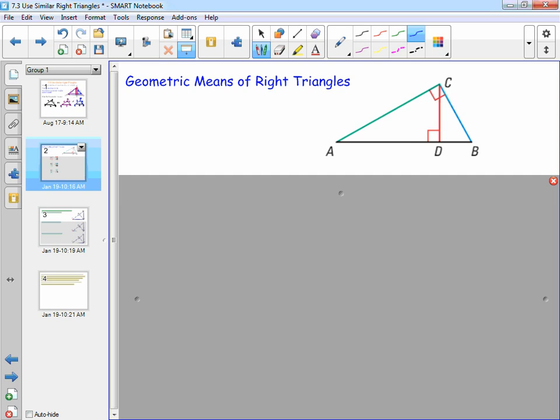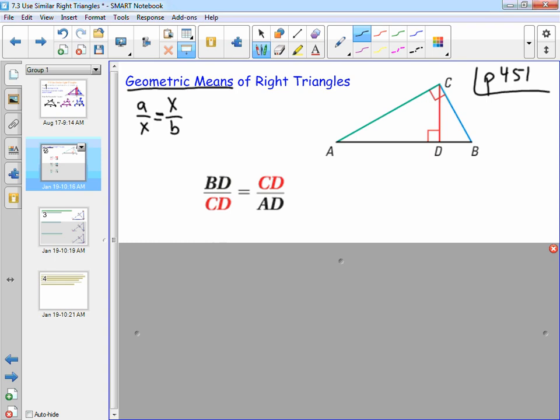The big concept out of this section is the geometric means of right triangles. If we recall from previously when we did geometric means, we had a over x equals x over b. And we would have two numbers and cross multiply and find the geometric mean of them. With this, we are working with triangles and segments of the triangles. And for a different explanation, you may want to look at page 451 for an alternative explanation to the method I'm going to show you.